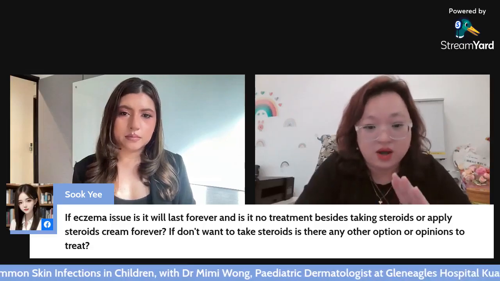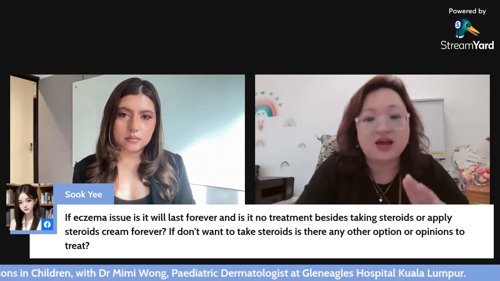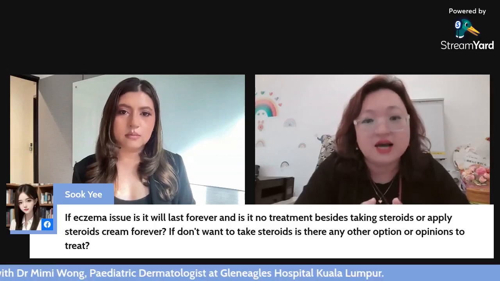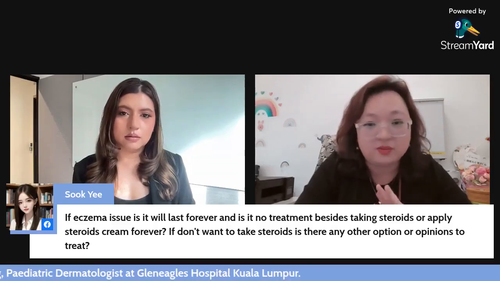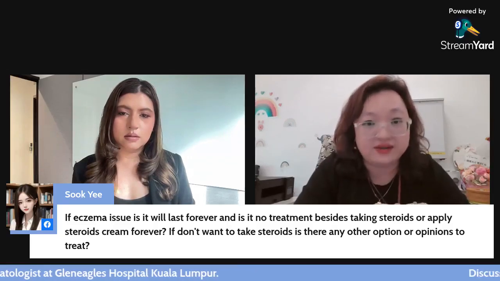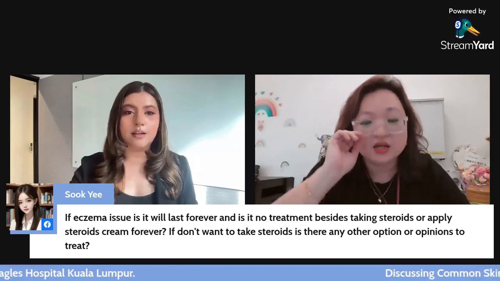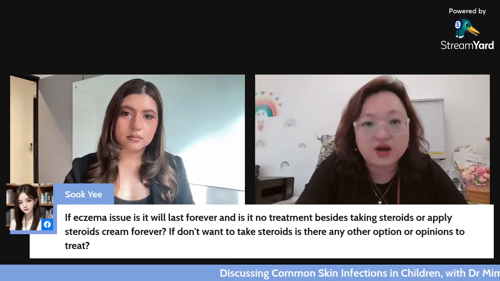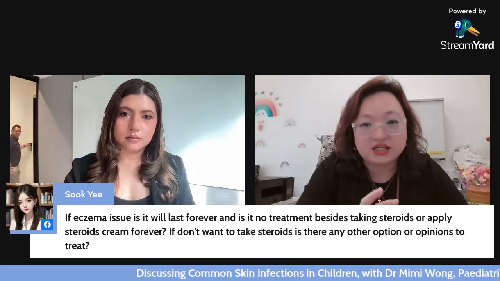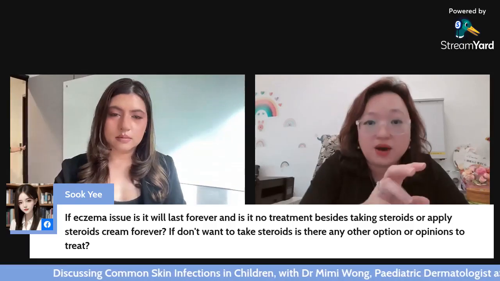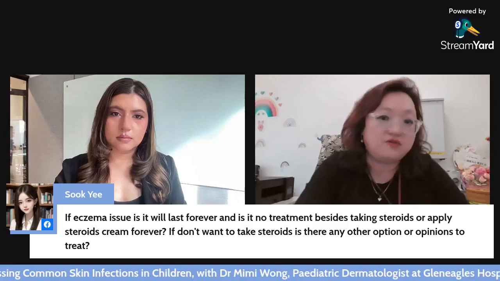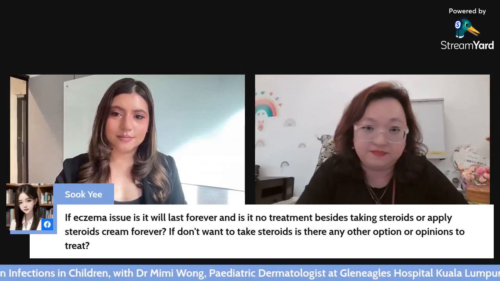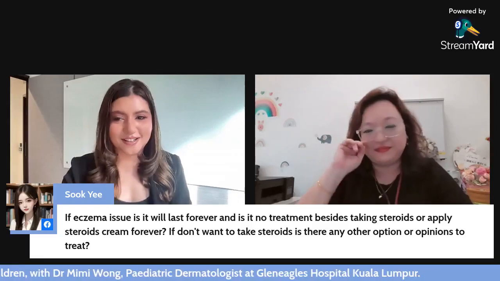If you use it according to instructions and with monitoring, it will actually help to control eczema tremendously. We have different concentrations, potencies and strengths of steroids, and not everybody has to use a very strong one. It depends on the severity of the eczema on the skin. Thank you so much, doctor.